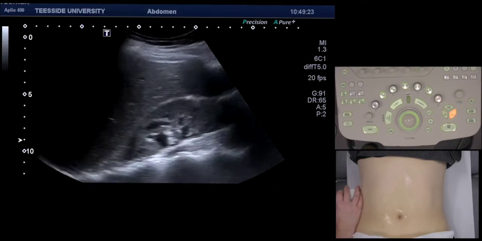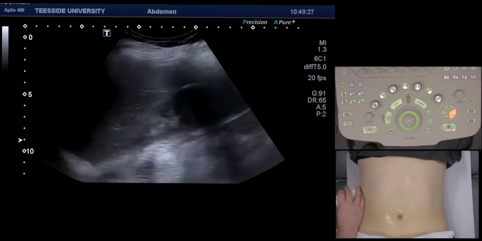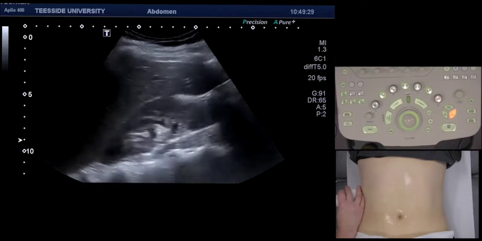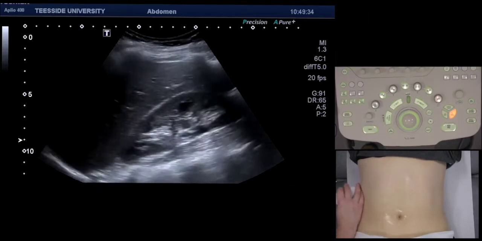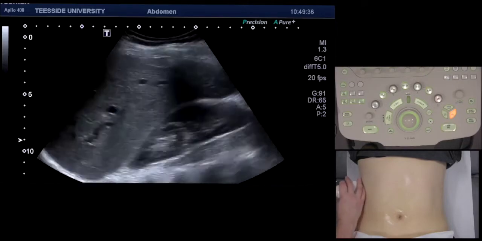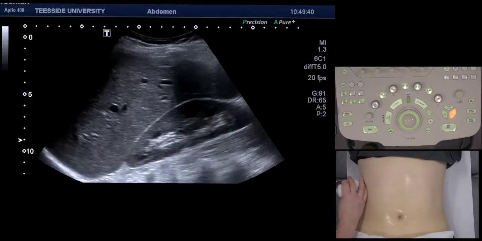What you can also do is compare the echogenicity of the liver to the echogenicity of the kidney, and the echogenicity of the kidney should be slightly less than that of the liver. As you can see here, I'm just moving up and down the rib spaces.